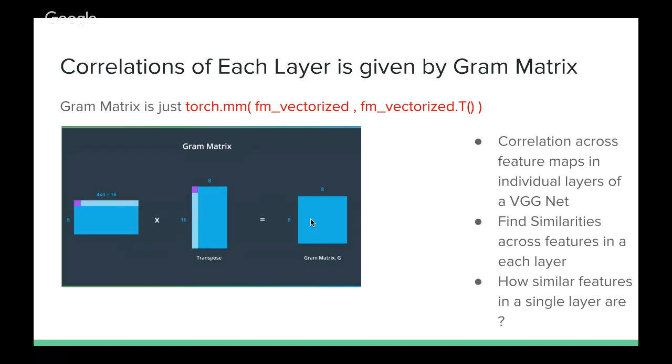And then this Gram matrix gives you how each feature is correlated with itself in a single feature map, for example. Do we get that concept here? You guys covered this before.